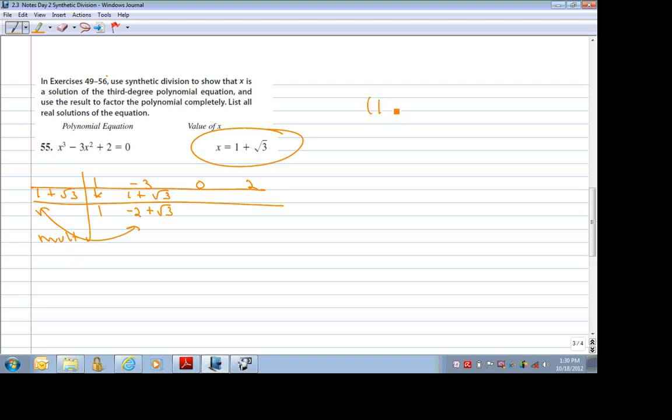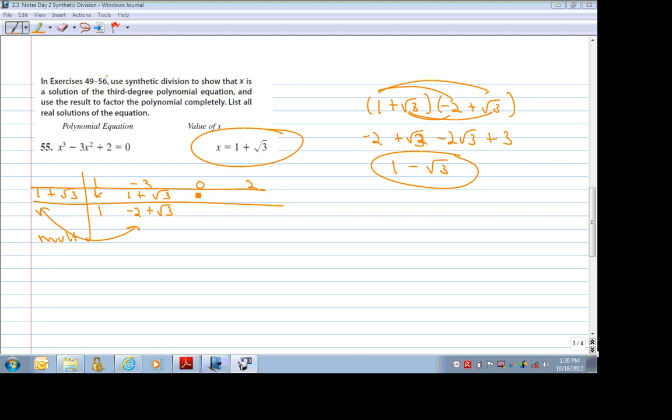This is a really good pre-calc problem. So 1 plus the square root of 3, and we're going to multiply that times negative 2 plus the square root of 3. So I'm just going to FOIL. 1 times negative 2 is negative 2. 1 times the square root of 3 is positive square root of 3. Square root of 3 times negative 2 is negative 2 square roots of 3. And square root of 3 times the square root of 3 is just 3. If I combine like terms, I have a 3 and a negative 2, so I have a 1. I have a positive square root of 3 and a negative 2 square roots of 3, so I have a negative square root of 3.